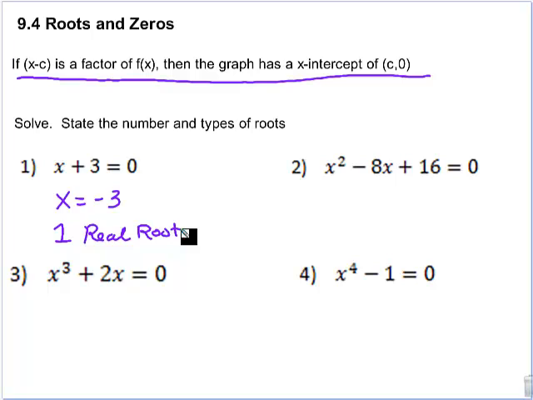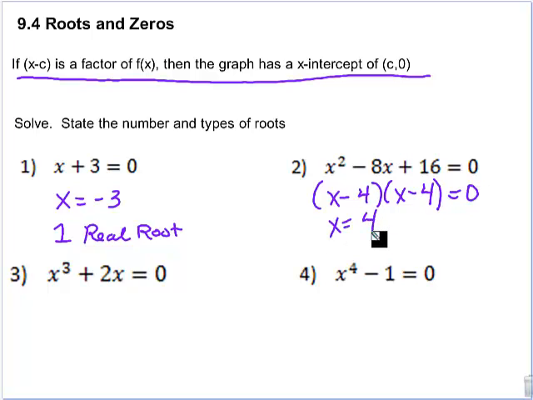Number 2. x squared minus 8x plus 16 is equal to 0. How can we solve this one? We don't have to take the 16 to the other side. Yeah, we can factor it. Okay, how can we factor this? Yep, negative 4, negative 4. So x minus 4 times x minus 4 is equal to 0. So what does your x have to equal?